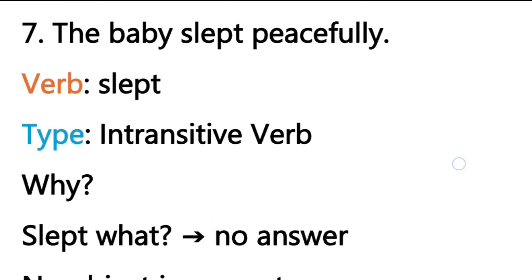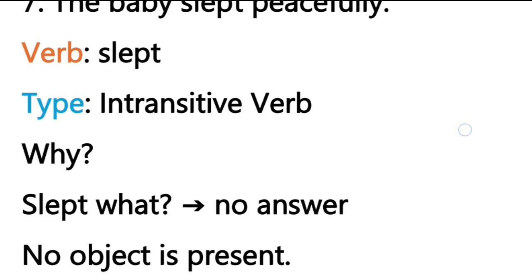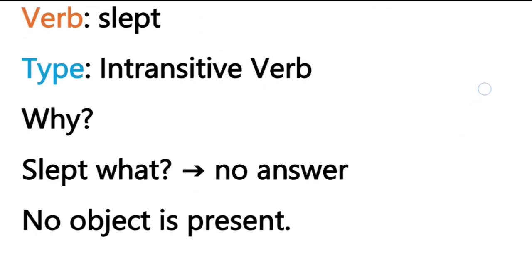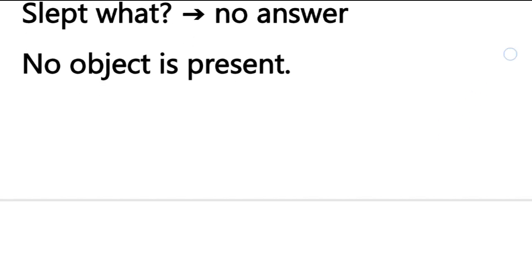Let's talk about question number 7. The baby slept peacefully. The verb in this sentence is slept and the type is intransitive because it does not have an object at the end. Also, by asking slept what, we won't be able to get the answer. And there's no object as we have discussed, hence this will be an intransitive verb.